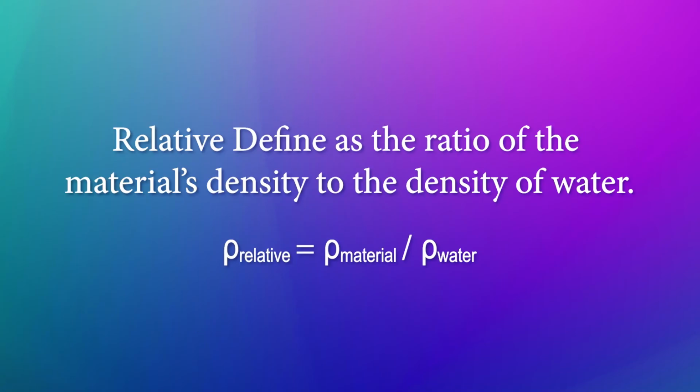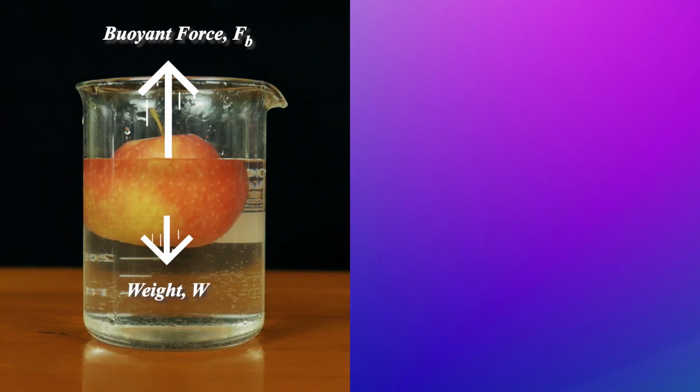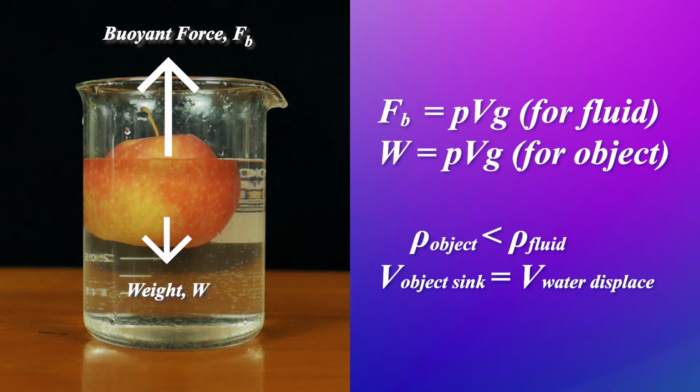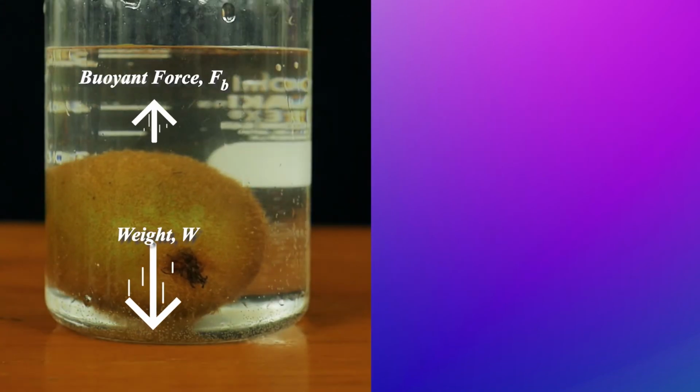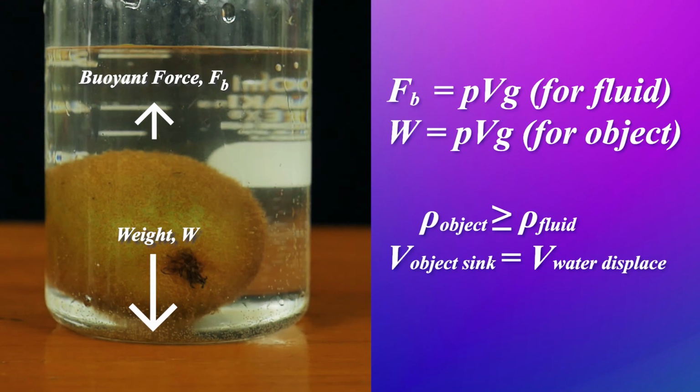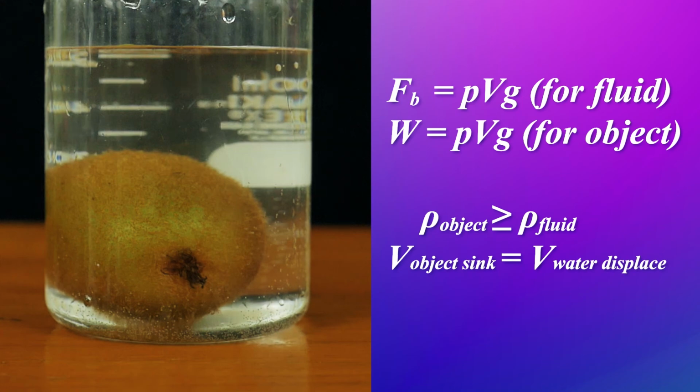Now we can determine why an object floats or sinks in water. The way to do this is simply to divide the density of an object by the density of water. If the result for the density of an object divided by the density of water is lower than 1, the object will float. If the result is equal to or more than 1, then the object will sink.